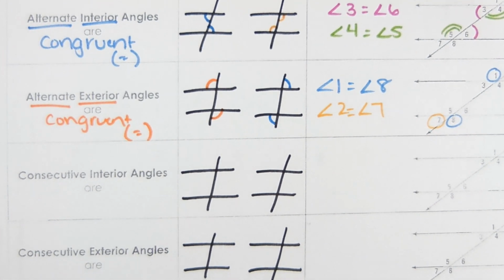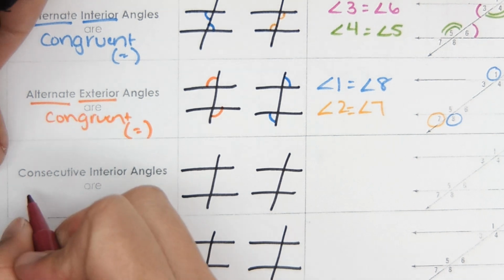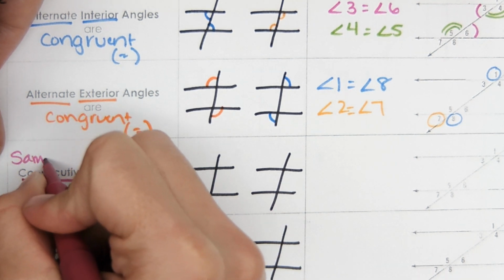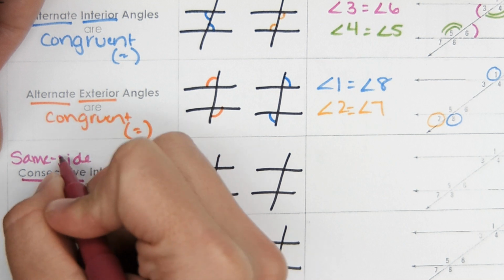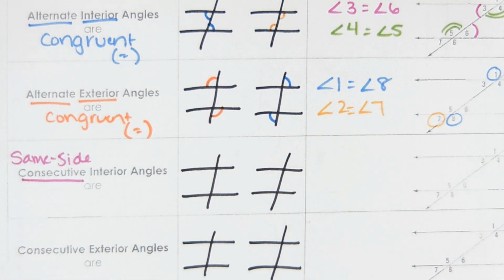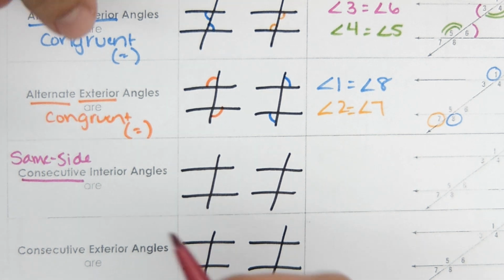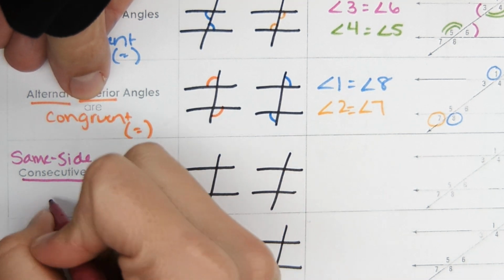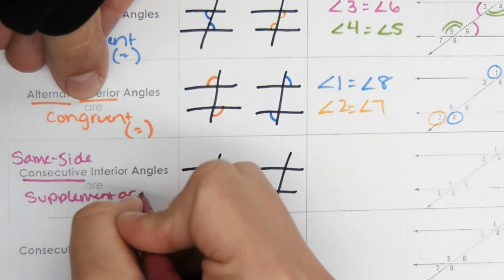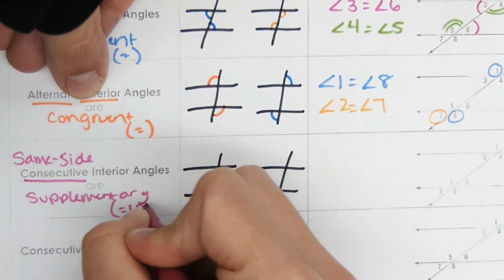And then the next one, consecutive interior angles. Consecutive interior angles is like same side interior. Some textbooks call it consecutive interior, some textbooks call it same side interior, so just be comfortable with either one. Same side interior angles are supplementary, meaning that they add to 180 degrees.